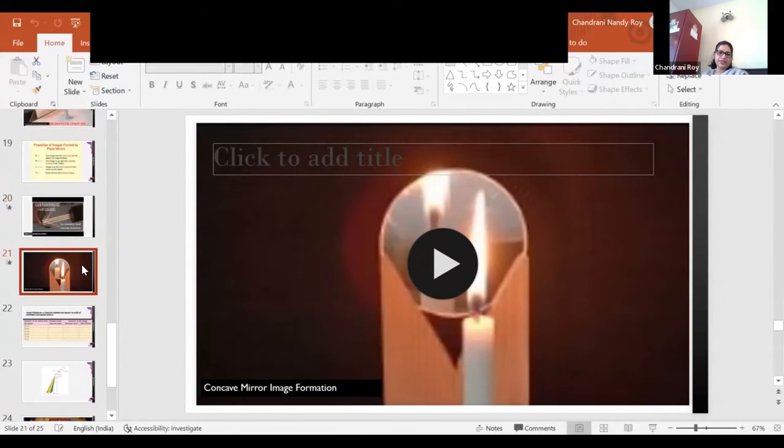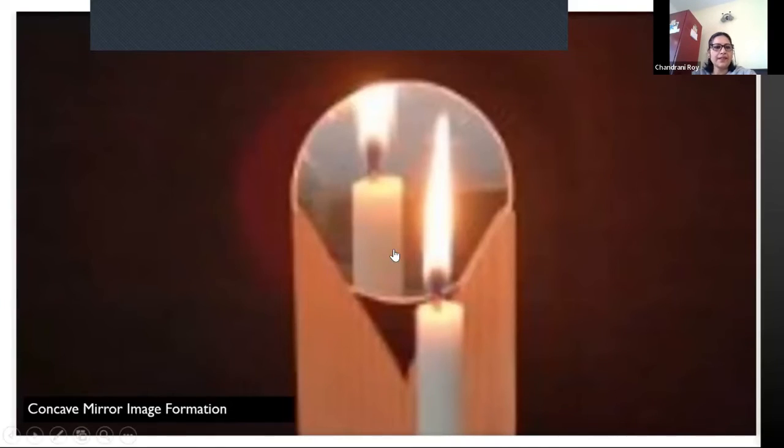Which is a concave mirror. So most of our labs, in fact, all of our laboratories will have concave mirrors. And then we will usually have a similar kind of stand also. So let me see whether I can put it in the slide. Yes.